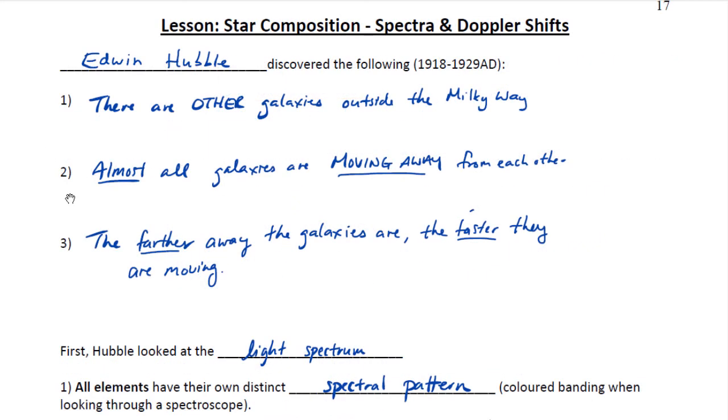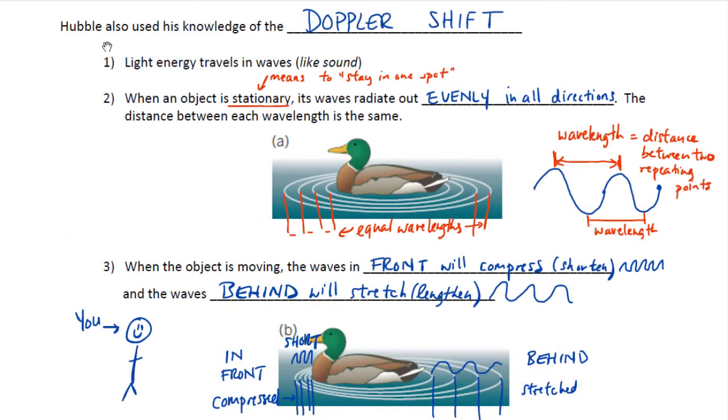So what does all that star spectra stuff have to do with Edwin Hubble? In his second proposition, he said that almost all galaxies were moving away from each other. How did he know that? Well, what Hubble did is he looked at something called the Doppler shift. Let's just explain Doppler shifts in a very basic way here.